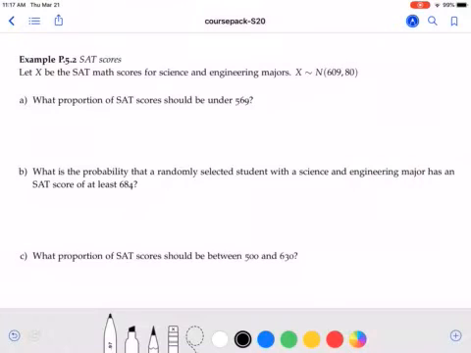We have X being the SAT math score for science and engineering majors, and we're told they're normally distributed with a mean of 609 and a standard deviation of 80. We're asked in Part A what proportion of SAT scores should be under 569.